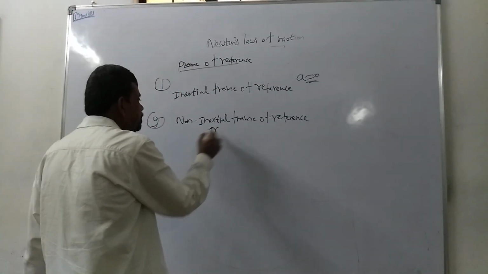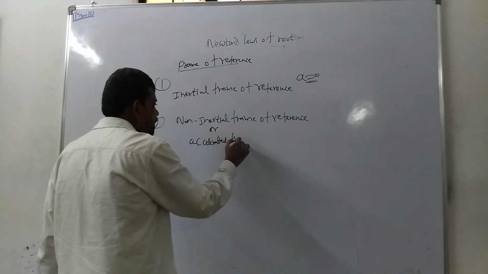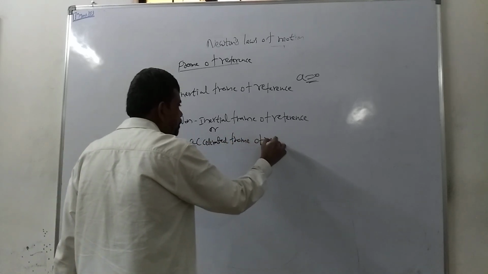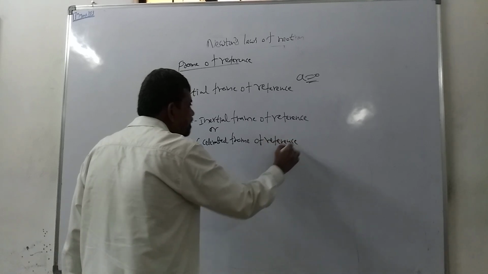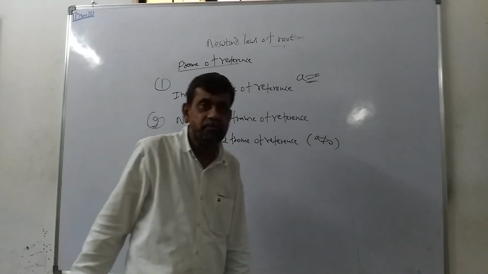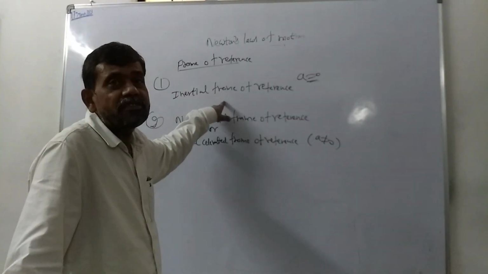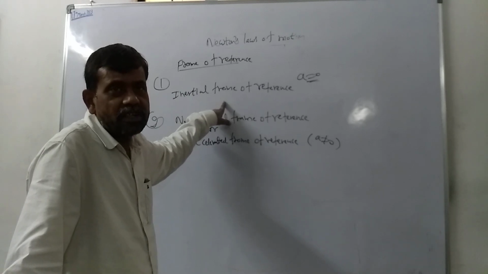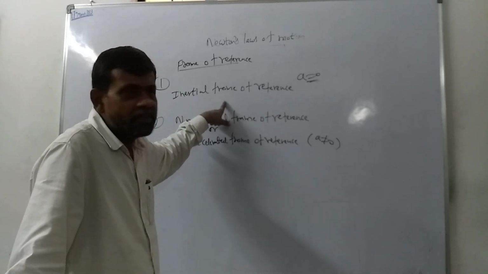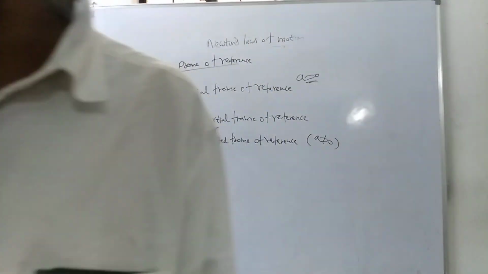Another name is accelerated frame of reference. Accelerated frame of reference means acceleration is not zero, some acceleration is there. Okay, what is the difference between this and this? In the inertial frame, Newton's laws are applicable. Newton's first to third laws are applicable in the inertial frame. But in the non-inertial frame, Newton's laws are not applicable.